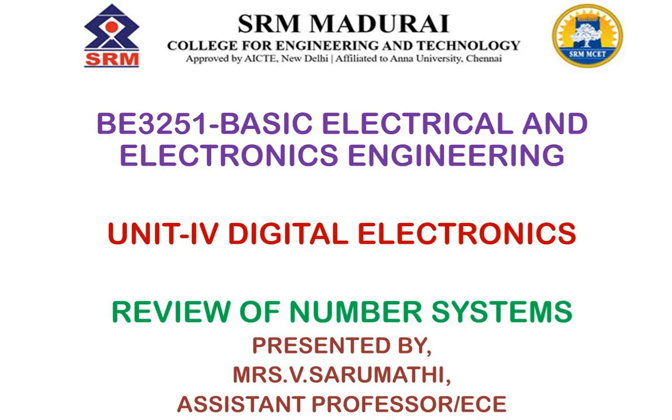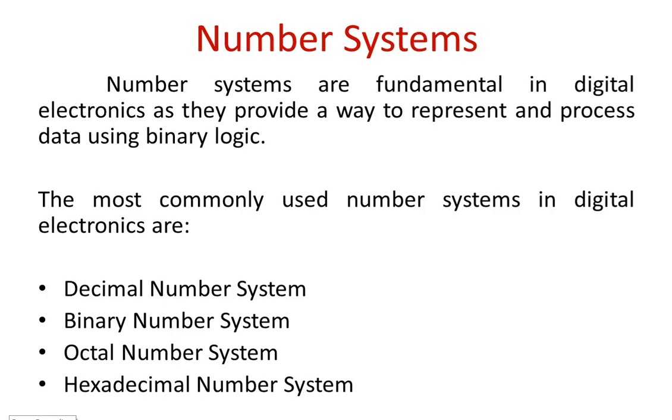In this video, we are going to see about the review of number systems, which is the first topic in Unit 4 Digital Electronics in BE 3251 Basic Electrical and Electronics Engineering. Now let's see what is number system. Number systems are fundamental in digital electronics. They provide a way to represent the data and process the data using binary logic. The most commonly used number systems are decimal number system, binary number system, octal number system, hexadecimal number system. Now let's see the number systems one by one.